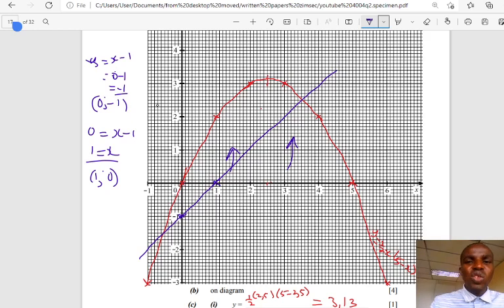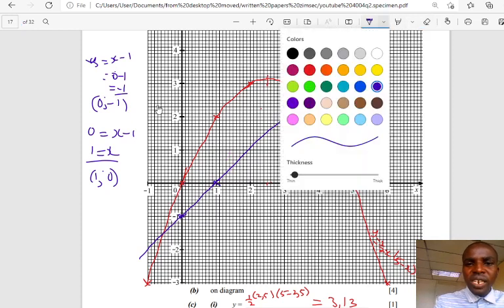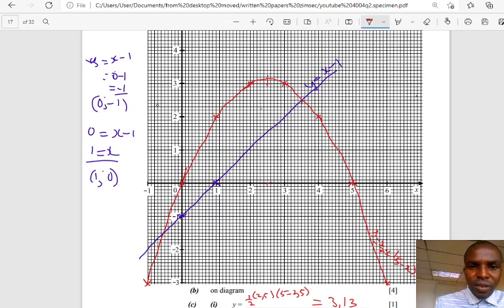Like this. So this will be the line, and you label it y equals x minus 1. Right. To find the solutions, you find the points where this line cuts the original graph. In this case, we have two points. We have this point here, and this point here.